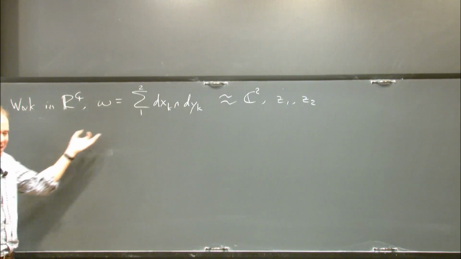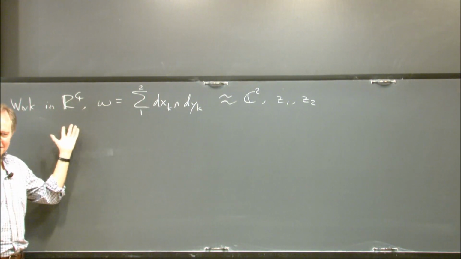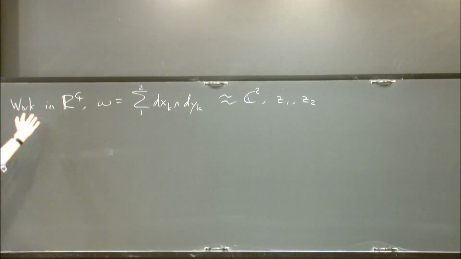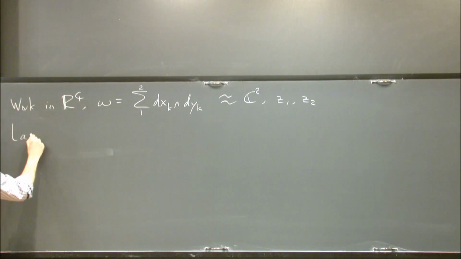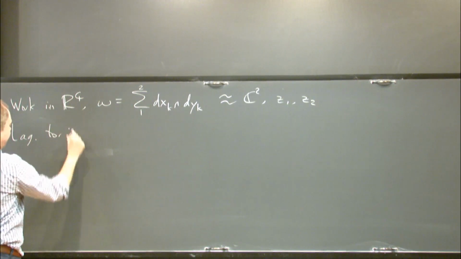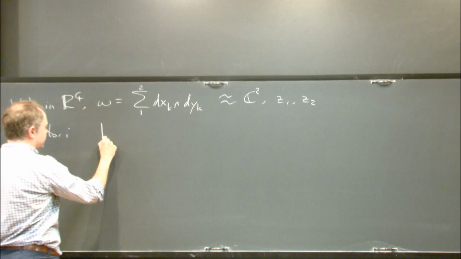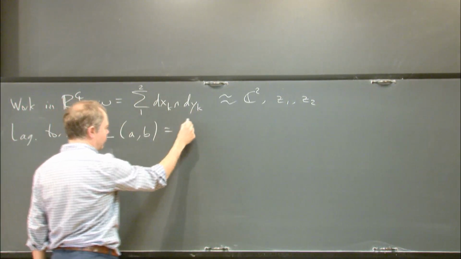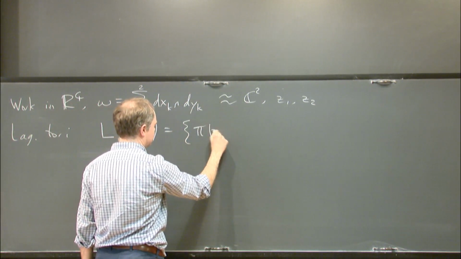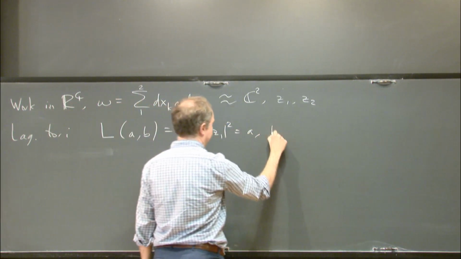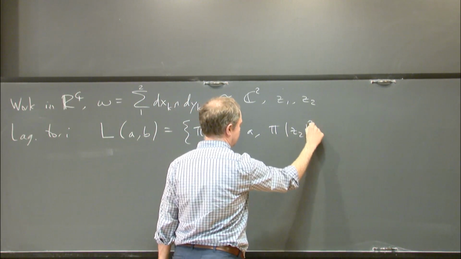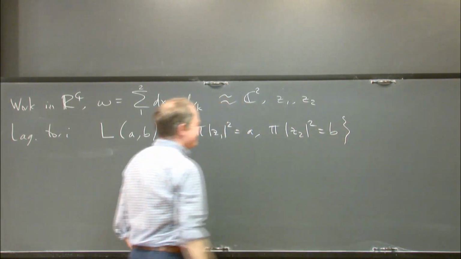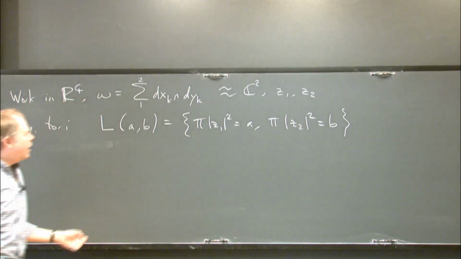I'm interested in Lagrangian submanifolds. Since it's in R4, this is going to mean Lagrangian tori, and these things definitely exist. Like for example the product tori. We'll denote L_{A,B}, using the complex coordinates, as pi A c1 squared, pi B c2 squared.